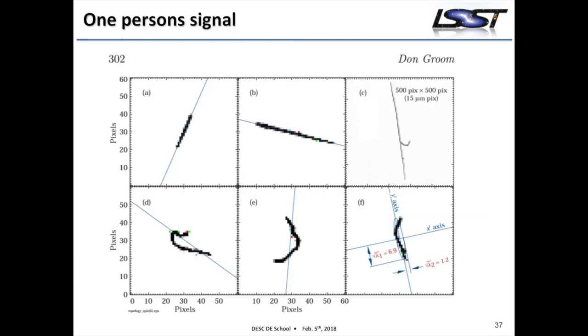Here is from a paper by Don Groom, which I recommend. You need to be able to figure out that that's a cosmic ray and not something real. So for example, a satellite would make a straight line on your sensor as well, but it would look much different. How would a satellite look different than the muon? Discuss amongst yourselves.